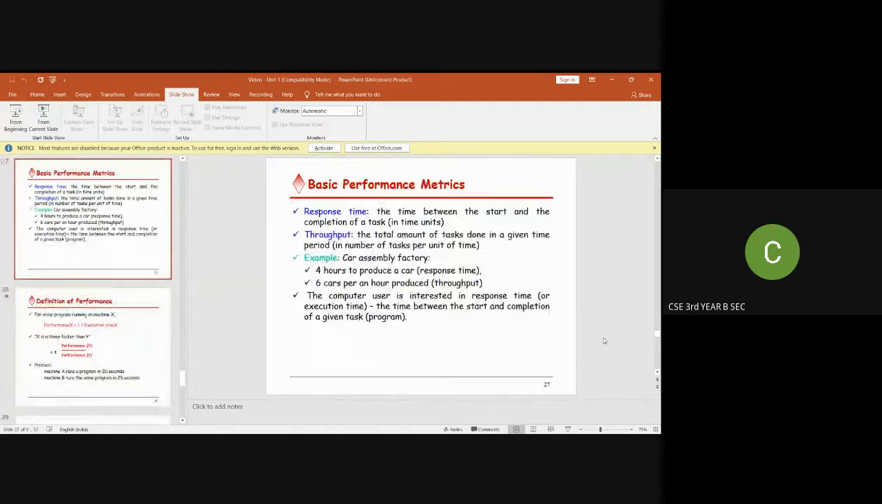Basic performance metrics. What are the metrics used in order to compare the performance of different computers? The first one is the response time, the time between the start and the completion of a task, which means that in order to complete a particular task, it takes some time. This time is called the response time. Then throughput, the total amount of tasks done in a given time period, so the number of tasks per unit of time.